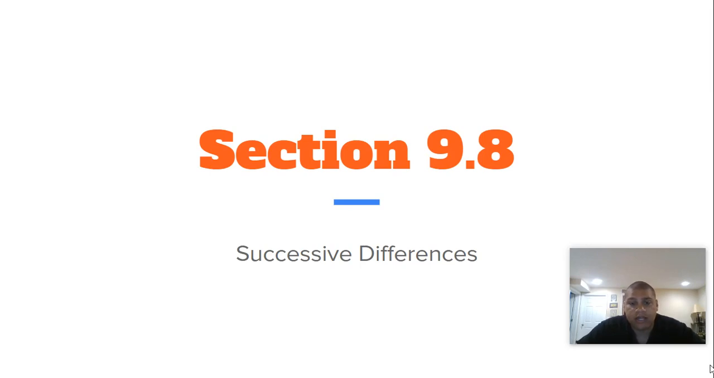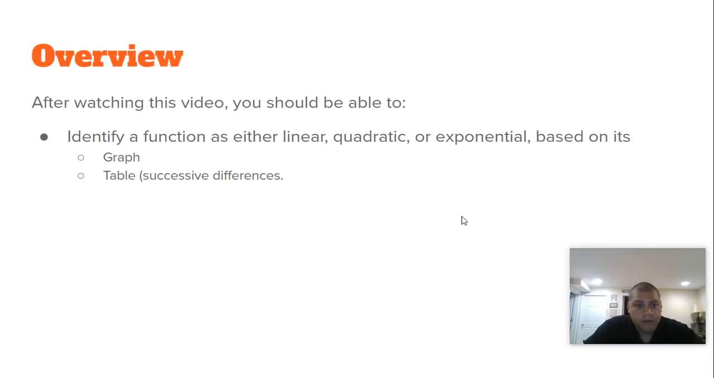Math, section 9.8. We're almost done with chapter 9, which means we're almost at chapter 10. Almost done. Whew. Successive differences. Let's talk about it. I want you to be able to identify a function as either linear, quadratic, or exponential. And we're going to do that based on its graph and its table (successive differences, period).